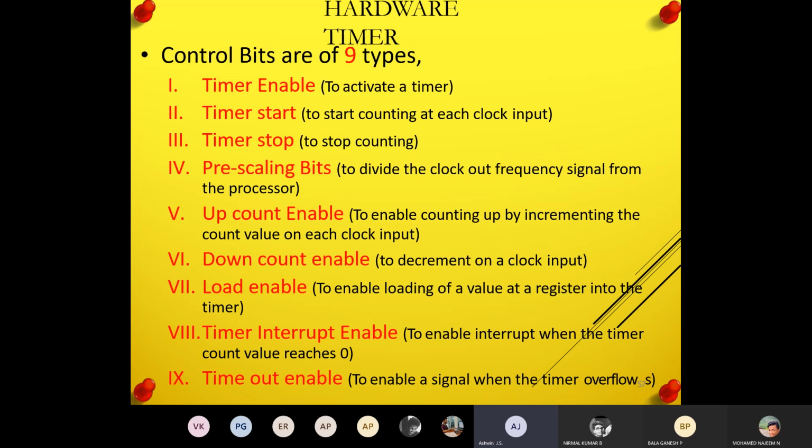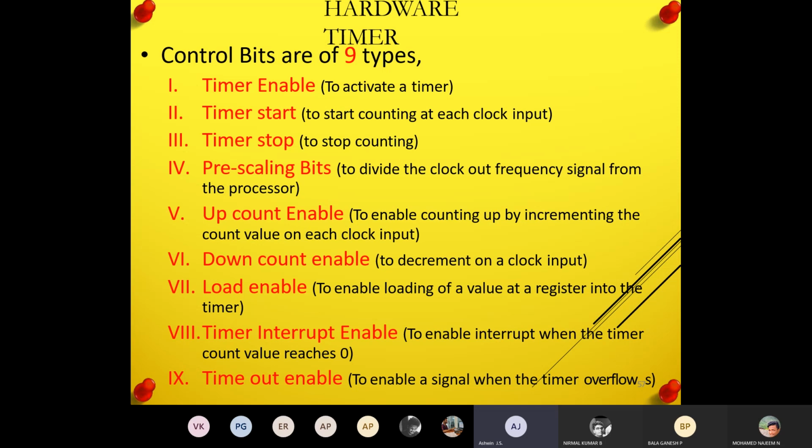And next is the pre-scaling bit. The pre-scaling bit is used to divide the clock frequency. Why am I dividing the clock frequency? In the sense, the clock frequency will be very high. If it is a normal microprocessor, it will be in megahertz. If you go for a high end processor like a Core i3, it works at 2.5 gigahertz. So I want to divide it, and for that I'm using the pre-scaling bit. I will reduce the clock frequency, and after that I will calculate.